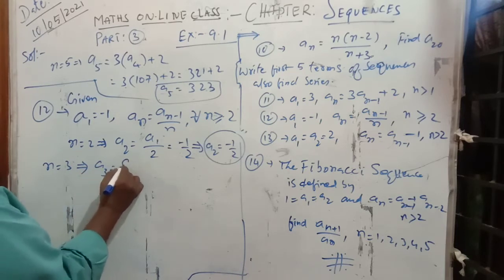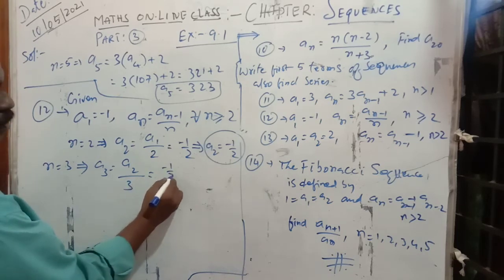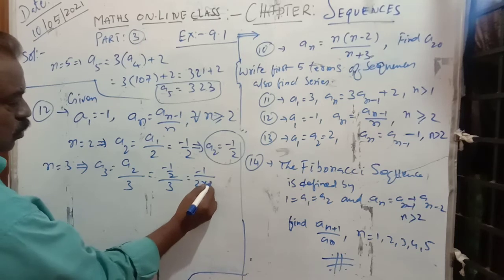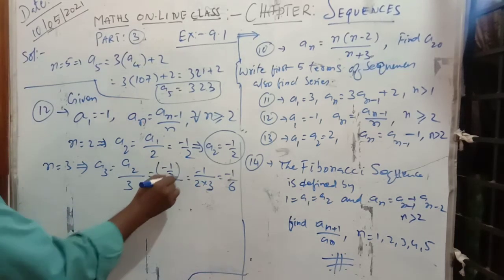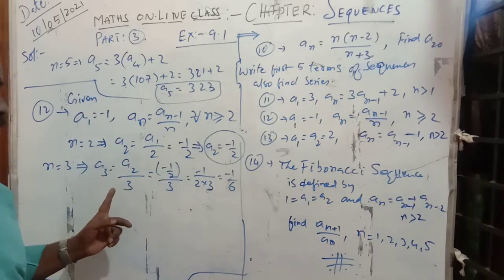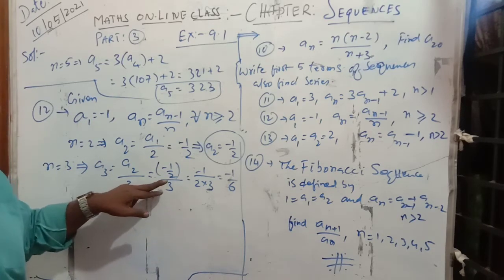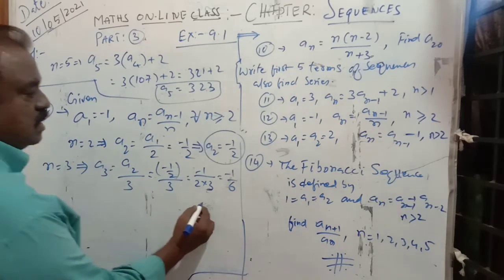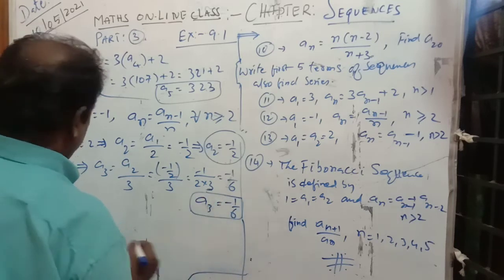A3 is A2 by 3. Will agree? A2 is minus 1 by 2, by 3. Minus 1 by 2 into 3, minus 1 by 6. You see, A2 is already minus 1 by 2. 2 is denominator. From the given, 3 is denominator. Okay now. So what is A3? A3 is minus 1 by 6.